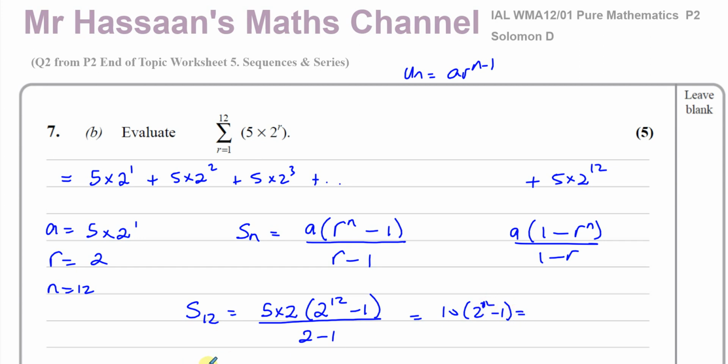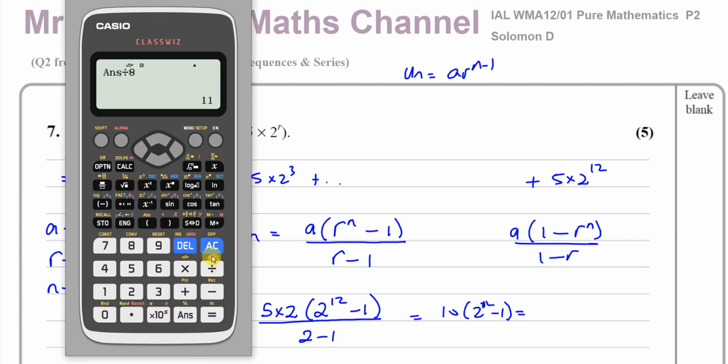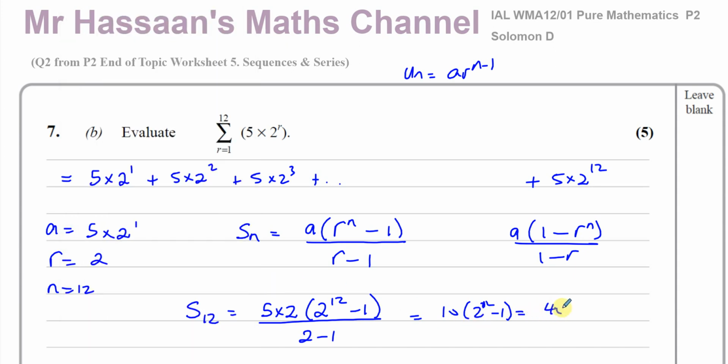We have 10 times 2 to the power of 12, and then take away 1, and that gives us 40,950. And there's your answer. Very simple. Okay. Just have to understand what this terminology means.